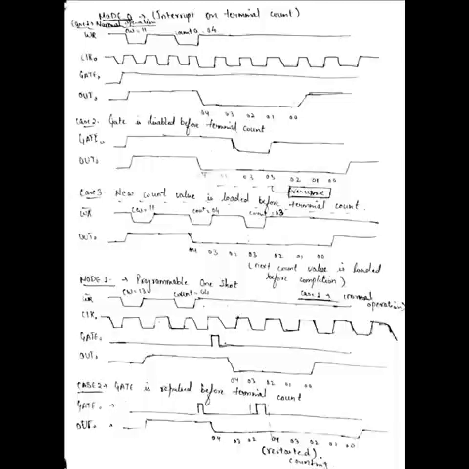Mode 3 is the square wave generator. The operation of modes 3 and 2 are similar, except that the output is a square wave with equal low and high periods in mode 3. If the count value is loaded with n, and n is an even number, then the output will be low for n by 2 clock periods and high for n by 2 clock periods. But if n, the count value which we selected, is odd, then the output will be high for (n plus 1) by 2 clock periods and low for (n minus 1) by 2 clock periods. Its operation can be seen on the screen.